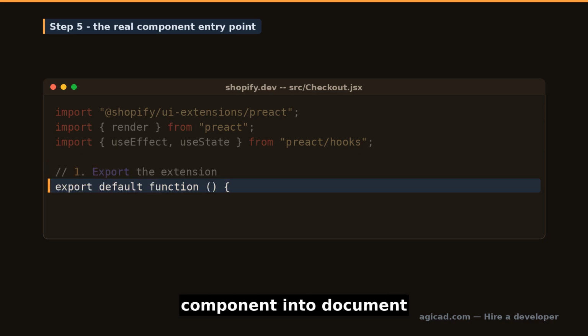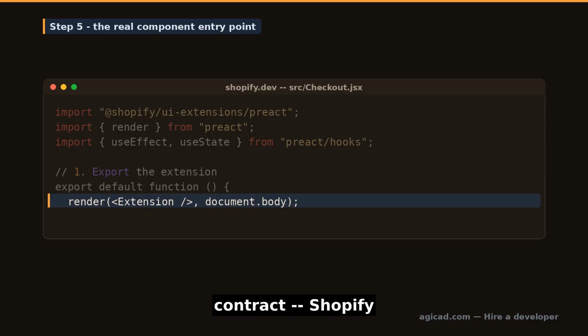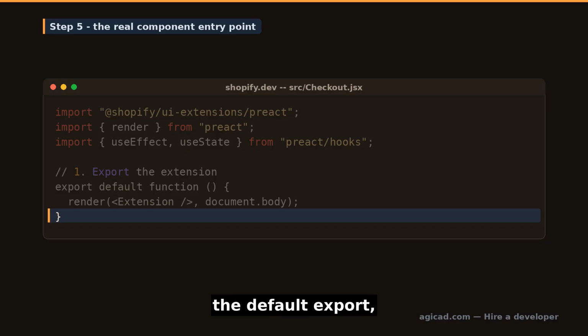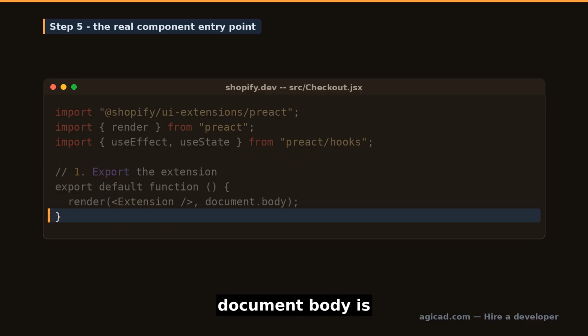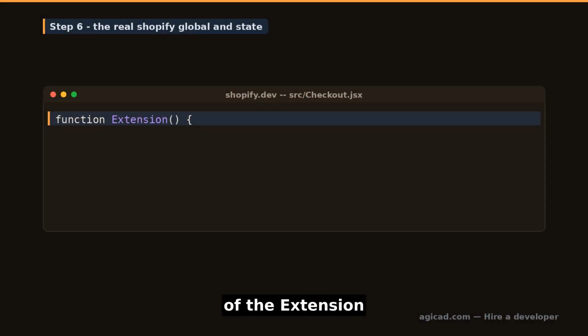Shopify loads this module at the target you declared in the TOML, calls the default export, and your component tree takes it from there, inside a sandbox where document body is yours but the surrounding checkout page is not. The real opening of the extension component. The first line is the most important one in the file.